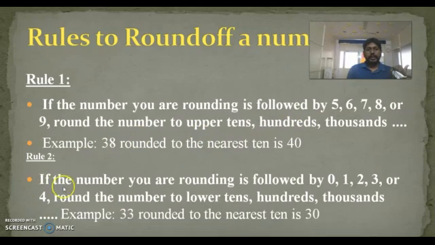Next, if the digit after the place you are rounding is 0, 1, 2, 3 or 4, meaning less than 5, round the number to the lower tens, hundreds or thousands. So that's it. If it is more than or equal to 5, we should round off to the upper nearest tens, hundreds or thousands. And if it is less than 5, we should round off to the lower tens, hundreds or thousands.